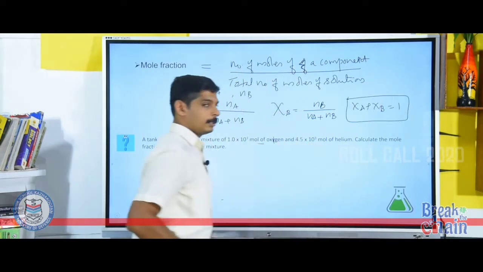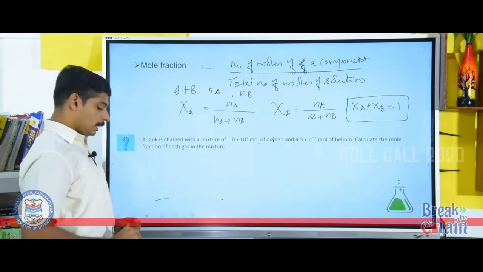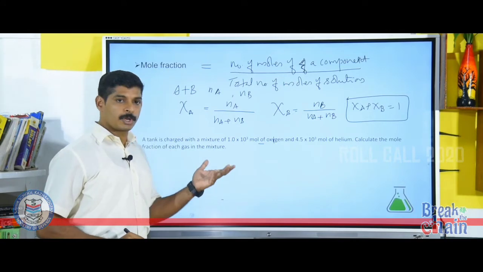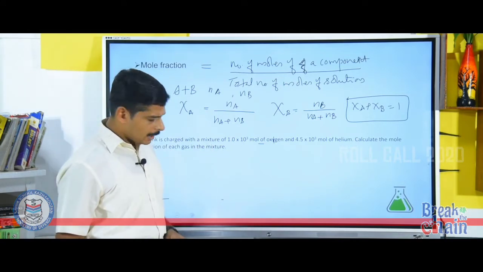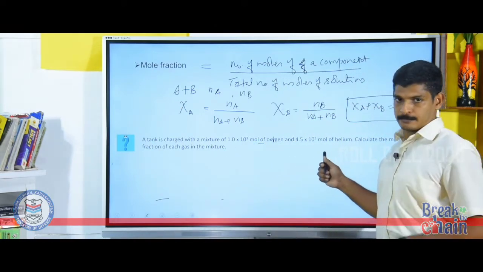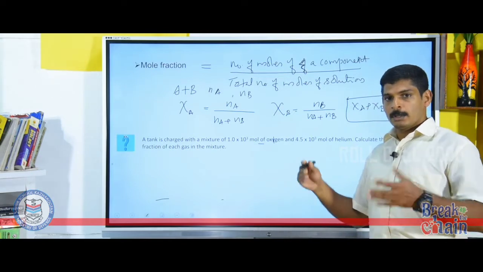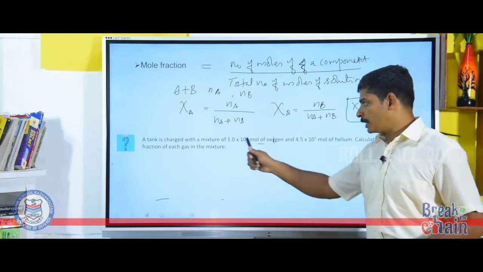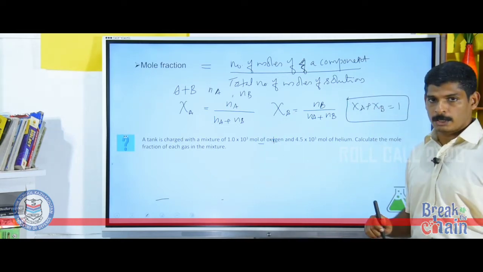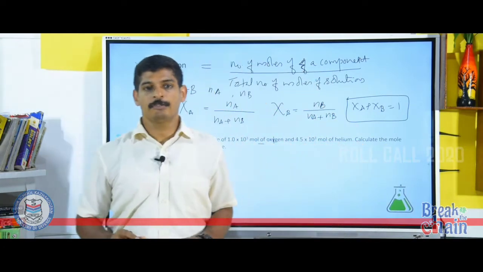Okay. Now, we will be trying to solve this question. Can you read the question? A tank is charged with a mixture of 1.0 into 10 raised to 3 moles of oxygen and 4.5 into 10 raised to 3 moles of helium. So, in the tank you have two gases, one is oxygen and another is helium. They are present in different concentration. One is 1.0 into 10 raised to 3 moles and another is 4.5 into 10 raised to 3 moles, right. Now, you are asked to find the concentration in terms of mole fraction.